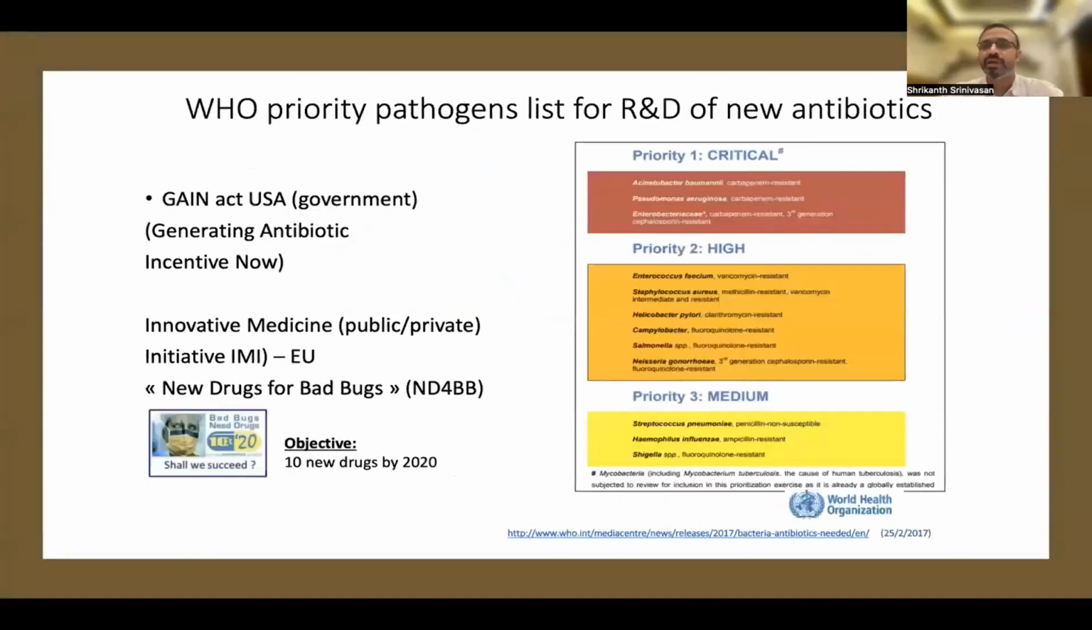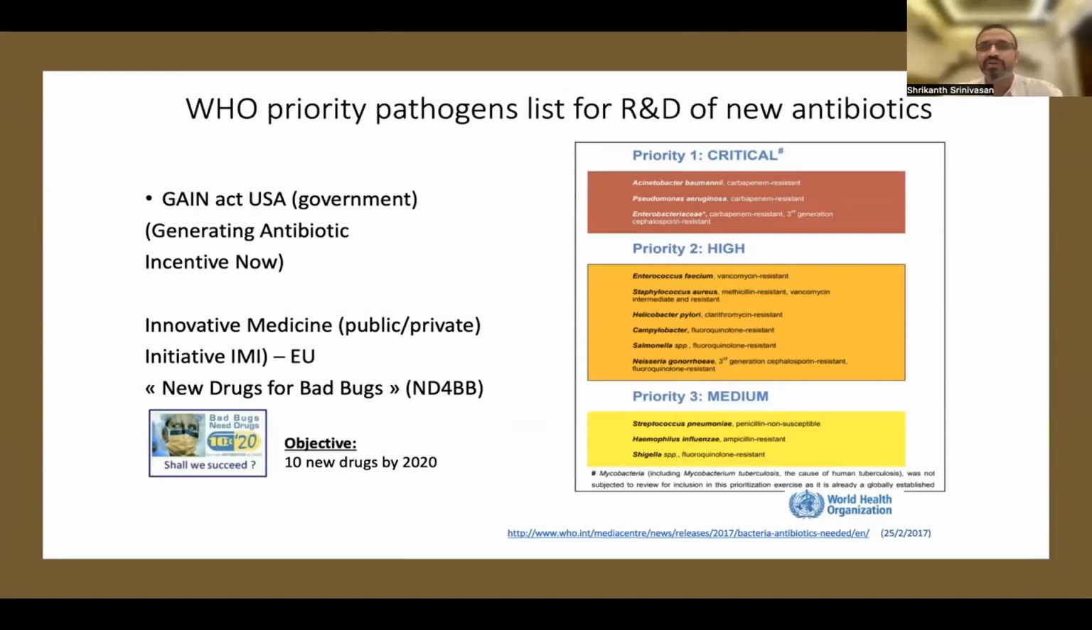So the WHO has taken steps. It has listed priority pathogens for research and development of new antibiotics, to push new antibiotics into the pipeline. The GAIN Act in the US, Generating Antibiotic Incentives Now, and Innovative Medicines, New Drugs for Bad Bugs, ND4BB. These are the various projects which have been launched by different countries to try to develop new medicines, and they have been classified into critical, high, and medium based on the priority of development.